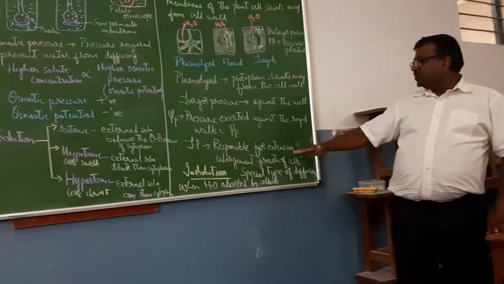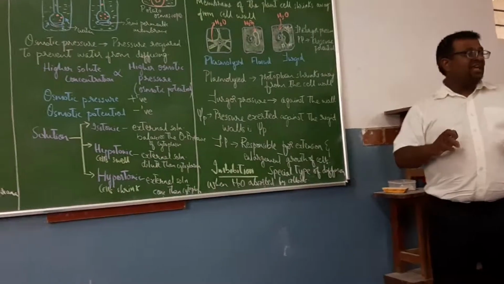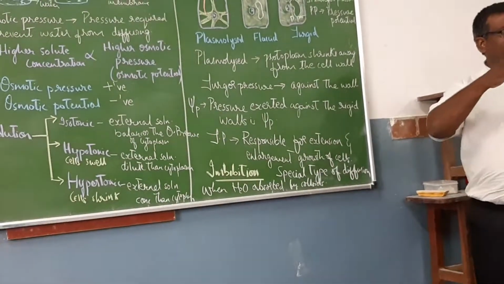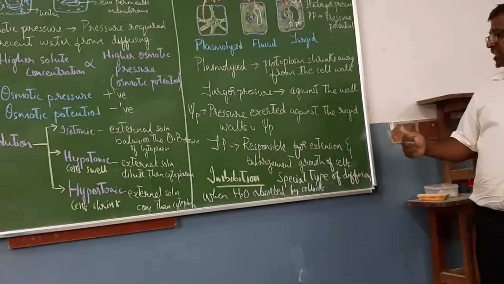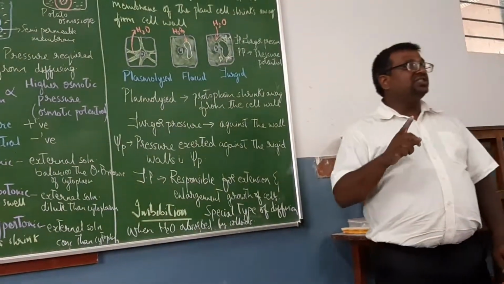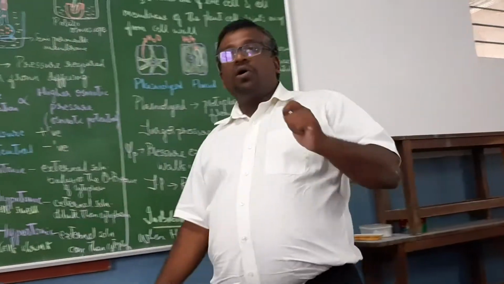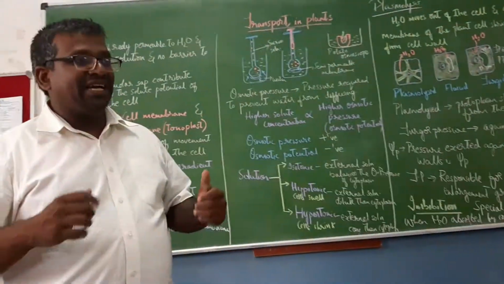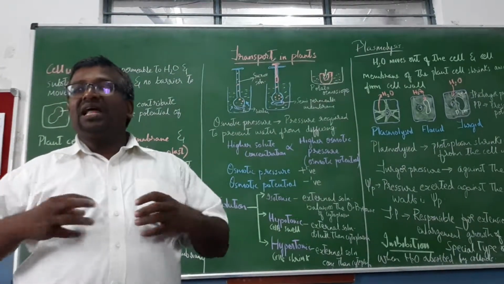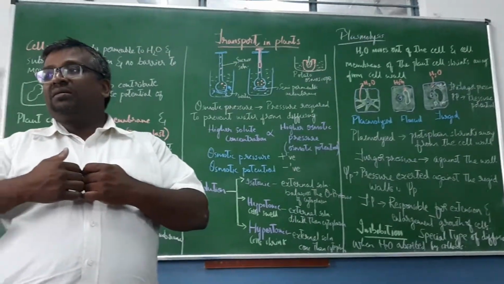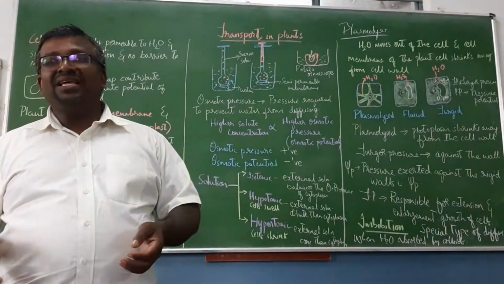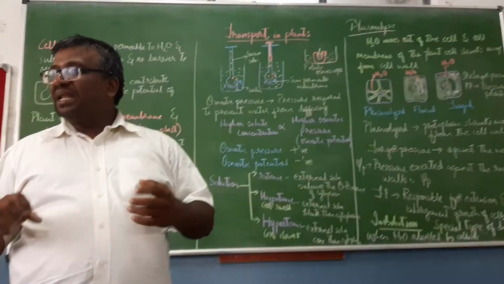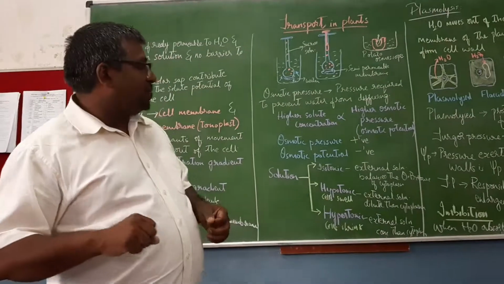Turgor pressure is responsible for the extension and enlargement which leads to the growth of cells. Also what you have to remember is the cell wall is so elastic and rigid that the turgor pressure doesn't break or burst the cell. It cannot happen because the cell wall is flexible and rigid. You have to remember about that.